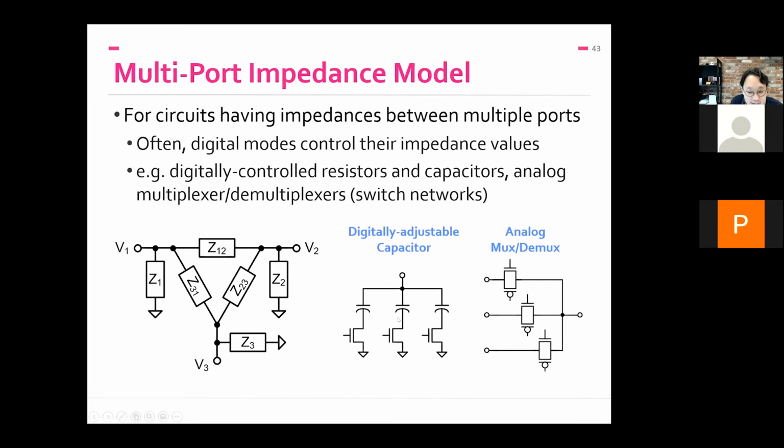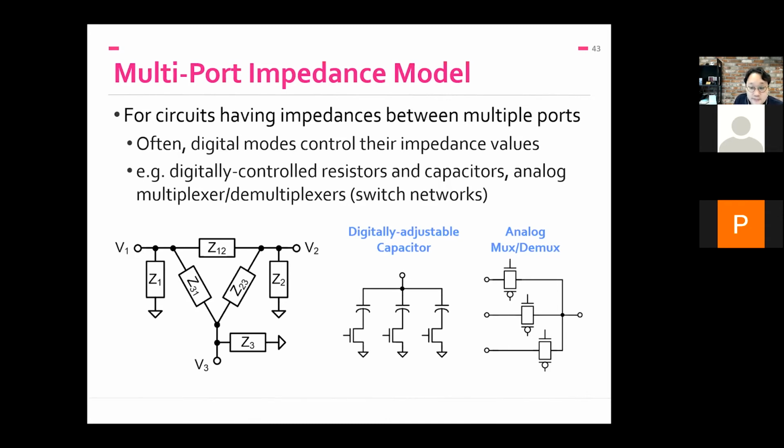So typically it's a set of capacitors controlled by switches or resistors controlled by switches, or you may have a set of switches that are either selecting one input from multiple inputs, or doing the opposite, like multiplexer and demultiplexer. In the second case, depending on the digital input, you're changing the resistance between these ports. So again, it falls into this multi-port impedance model category.